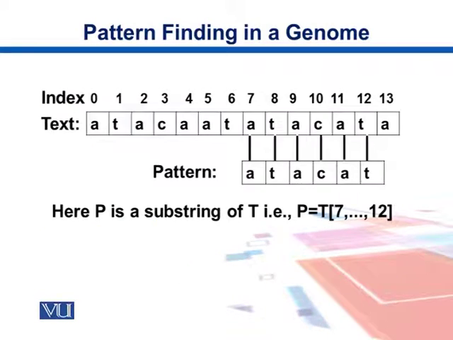Here we have that elaboration in this diagram. We have the text, and on the top we have indexes. Since we use arrays and data structures, we start those indexes from 0, and it goes up to 13. In total the length of the text is 14 and the pattern is of length 6. The pattern matches at position number 7. So what we get in the end is that P is a substring of T, that P is equal to T from position 7 to 12. So it's present within it.